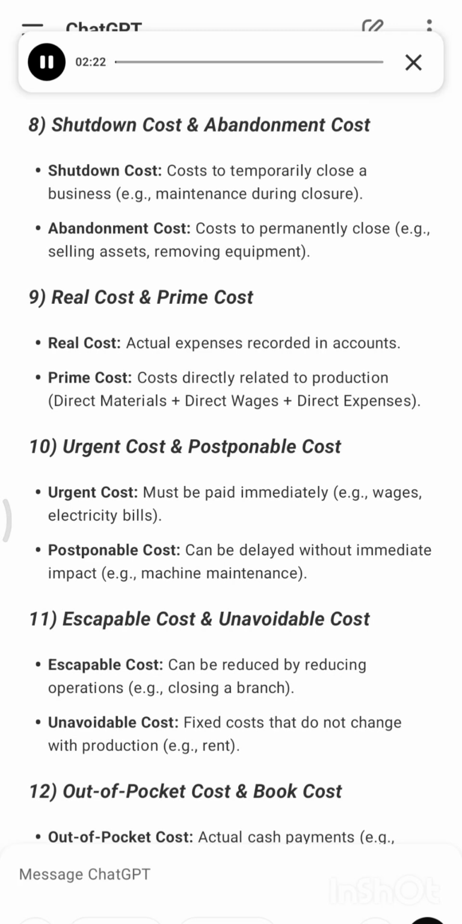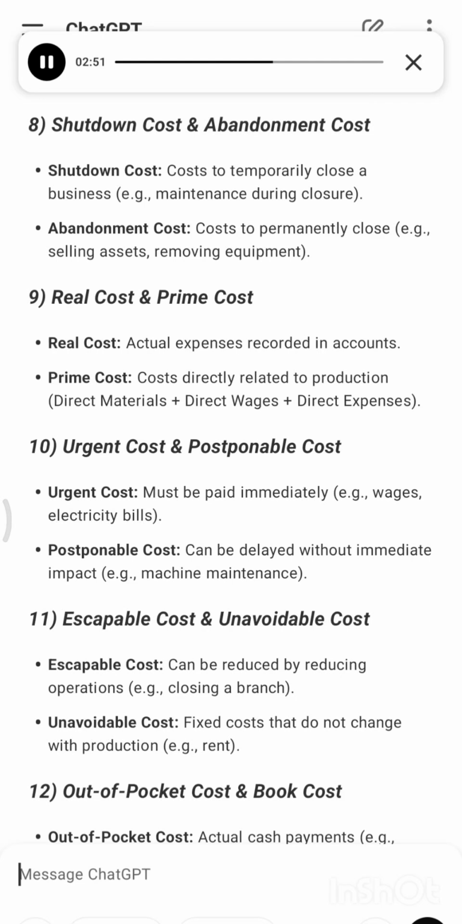9. Real cost and prime cost. Real cost: actual expenses recorded in accounts. Prime cost: costs directly related to production, direct materials, direct wages, direct expenses. Number 10. Urgent cost and postponable cost. Urgent cost must be paid immediately, e.g., wages, electricity bills. Postponable cost can be delayed without immediate impact, e.g., machine maintenance.